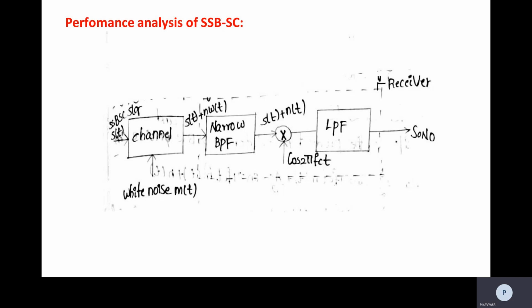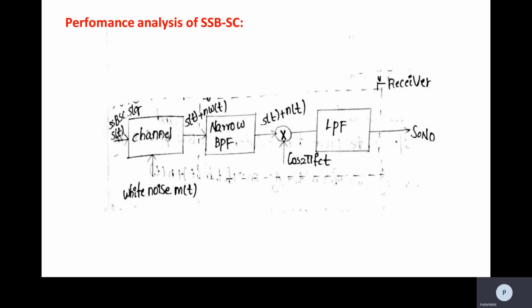First, we will see the performance analysis of a SSB-SC system. It is the block diagram of a SSB-SC system. Here we have a channel, and the input to the channel is a SSB signal represented by S of t, and also white noise n of t. That signal plus noise, n of t plus S of t, is given to the narrow band pass filter, and the output of the narrow bandpass filter is S of t plus n of t.